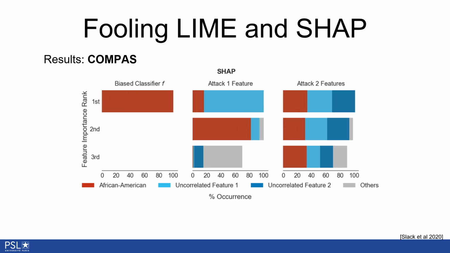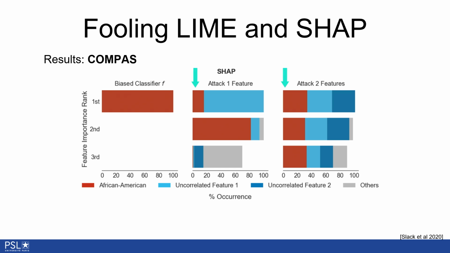The authors performed an identical analysis for SHAP. This figure summarizes the results of an identical assessment for SHAP. Again, the first column shows that for a black box model without an adversarial out-of-distribution detector, SHAP does a very good job in detecting that the model is highly biased, as it detects the sensitive feature as the most important.